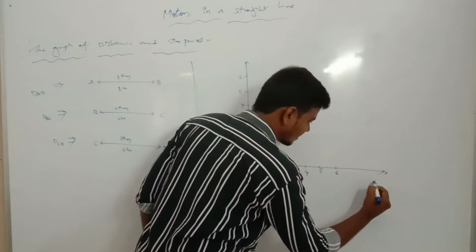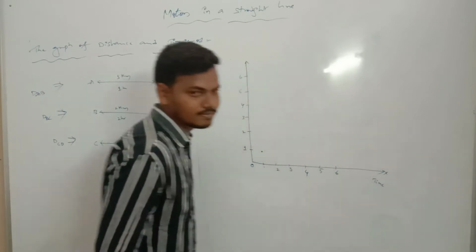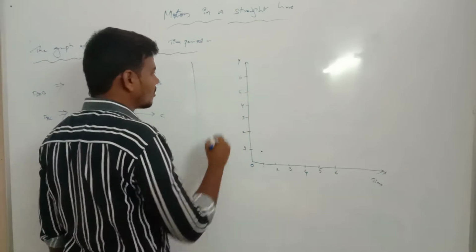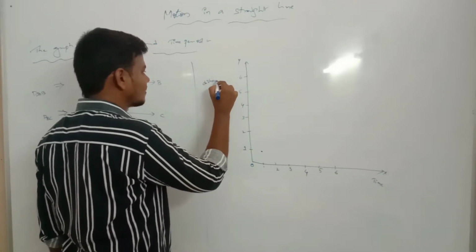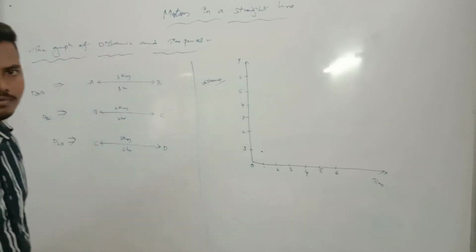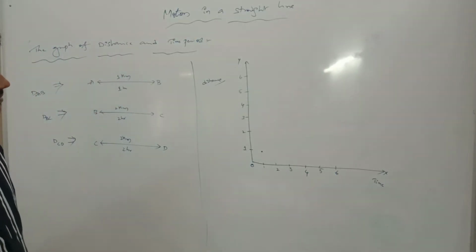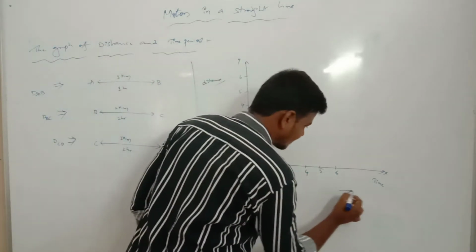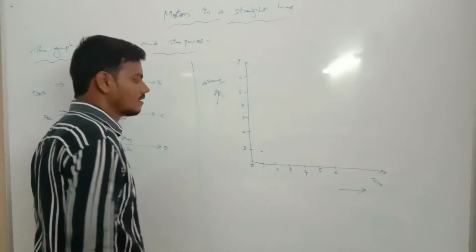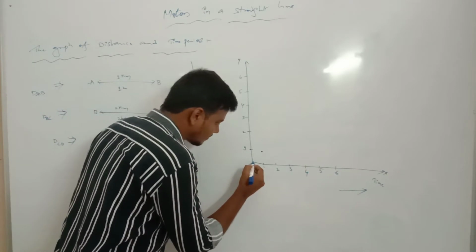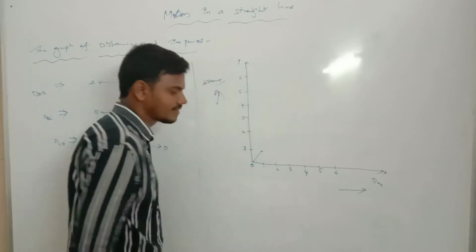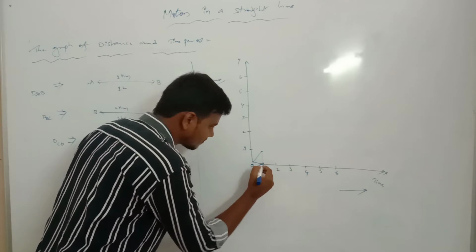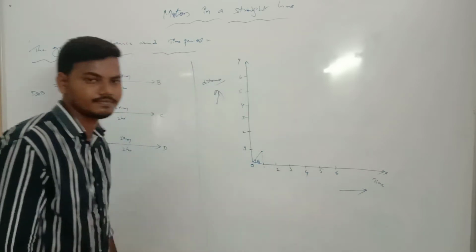Now the x-axis is always the time period, and the y-axis is always the distance. So the distance one against the time period. This is the direction of the property. At 0 to 1, this is the first statement. This is theta 1.